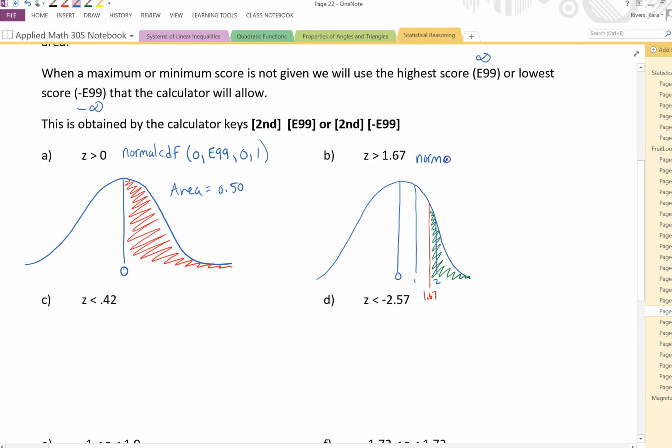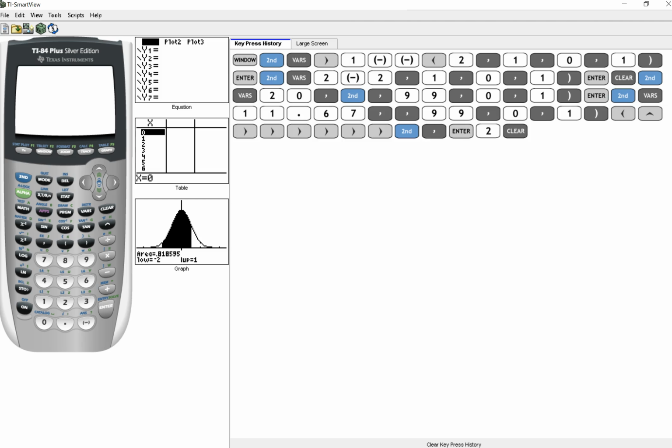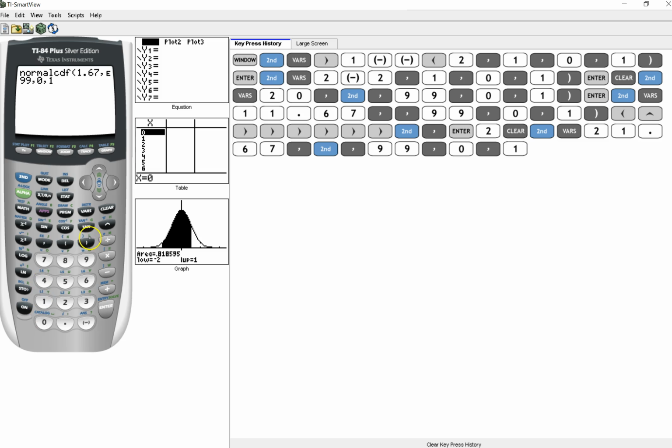So how do we do that in our graphing calculators? That would be normal CDF from 1.67 to infinity, or E99, 0, 1. Punch that into your calculators. Second vars, 2, 1.67, E99, 0, 1. Enter. You get 0.4745 and so on. So let's just round that to 0.047.